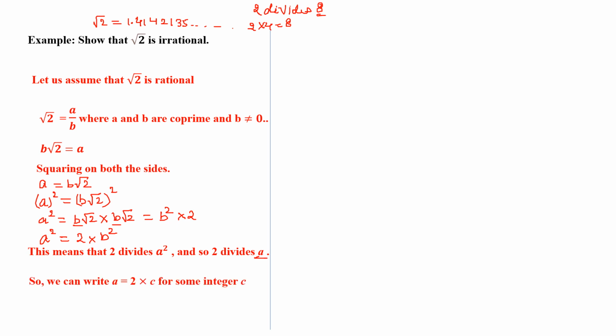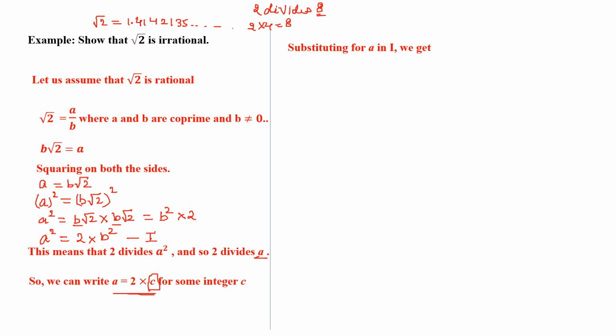So I can write it as a equal to 2 into c. Why 2 into c? I don't know for which multiple it is. So I have taken for any integer c, this a will be multiple of 2. Clear? Now next what I am going to do, I am going to substitute this value a equal to 2 into c over here. Okay, so let's substitute the value.